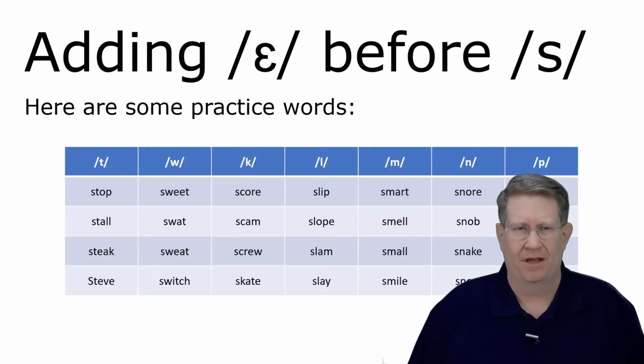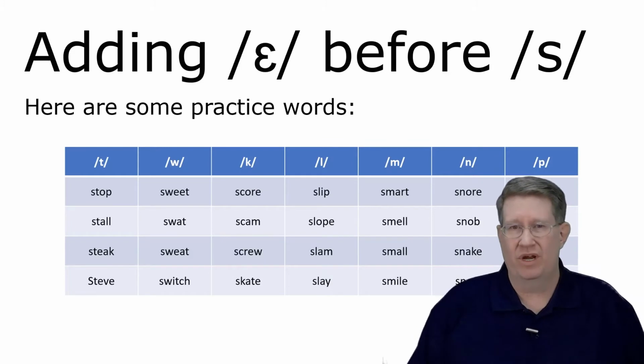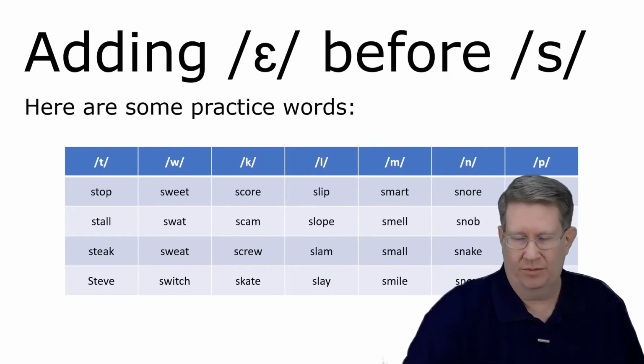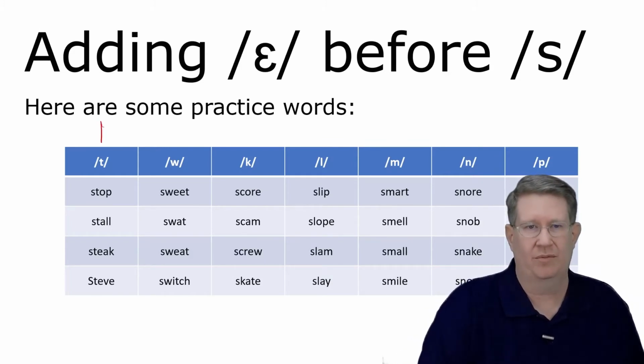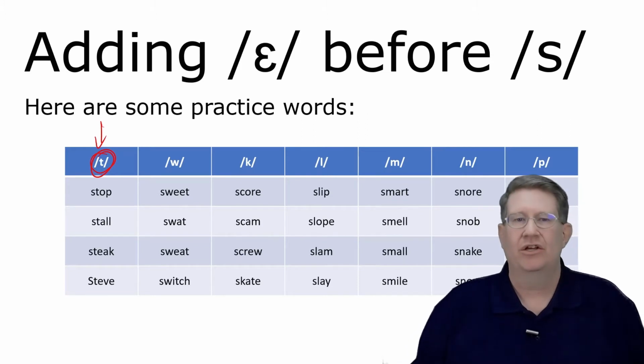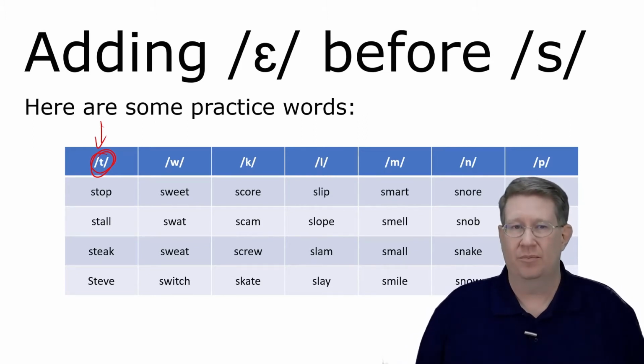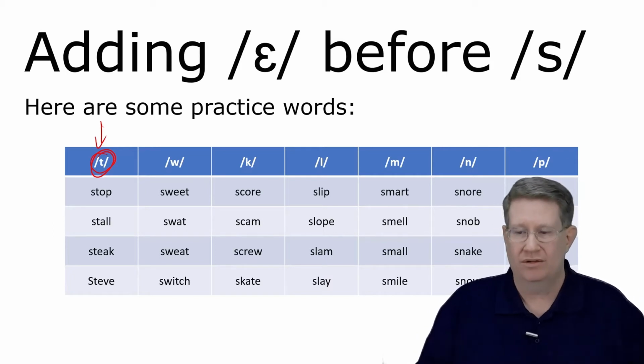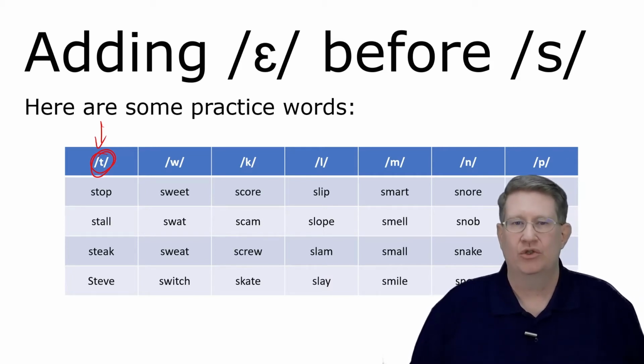Let's practice. Okay, so I'm just going to read from left to right, top to bottom. I'm going to start first with this column here. After the S sound, I'm going to have a T sound. Okay? I encourage you to repeat after me. Stop. Stall. Steak. Steve. Okay? Next, when there's a W sound that comes afterwards, sweet.